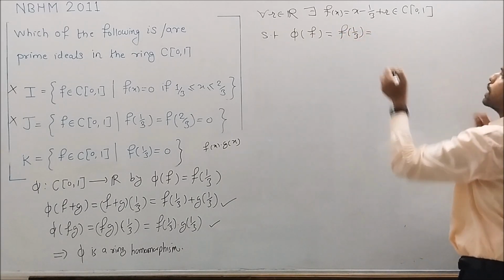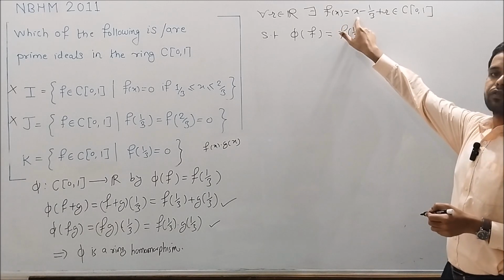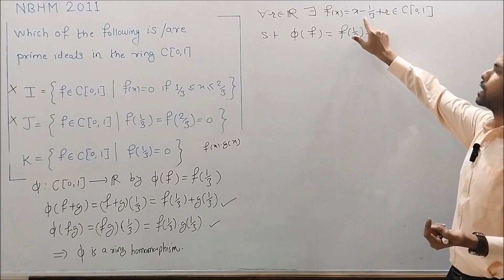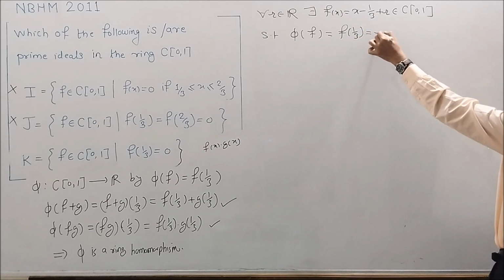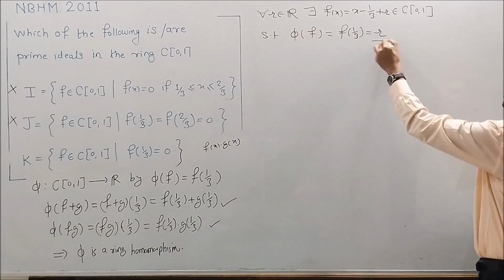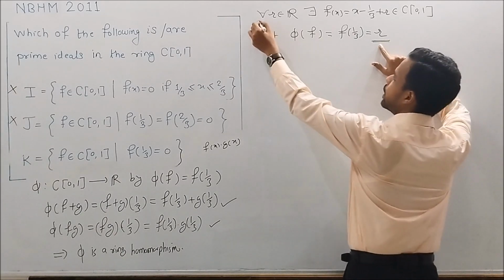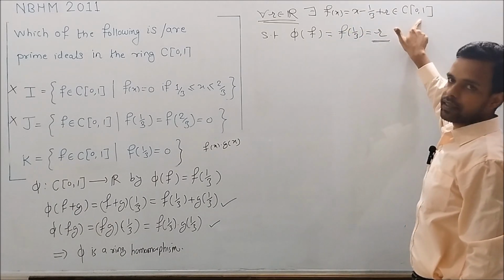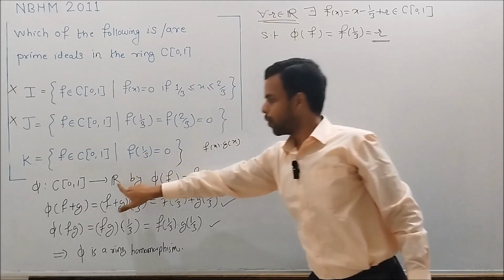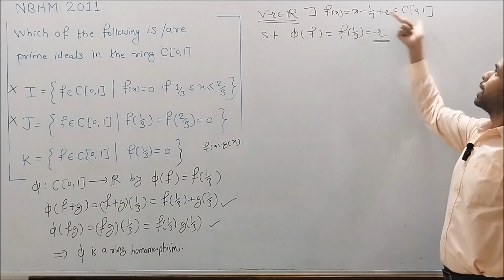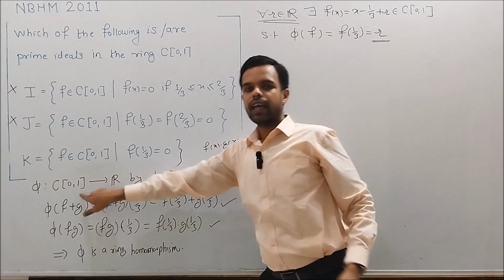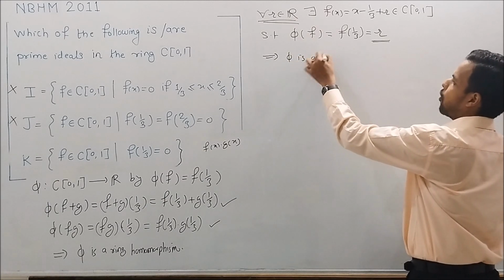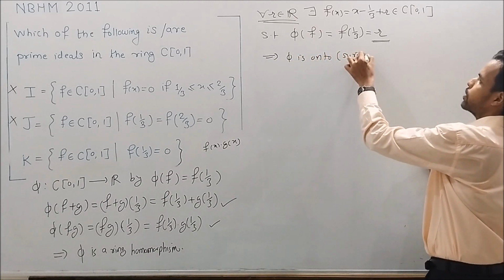And f of 1 over 3, when we substitute x equals 1 by 3 here, we get 1 by 3 minus 1 by 3, that is 0. 0 plus r is nothing but r. So f of 1 by 3 is equal to r. So we see that for every real number, there exists a function f of x in this ring. That is, for every element in the codomain, there exists an element in the domain. And so this implies the mapping phi is an onto map, that is, a surjective mapping.